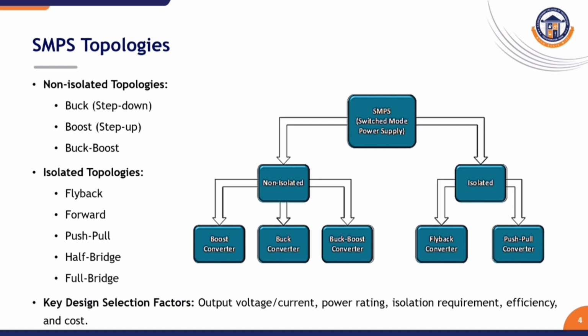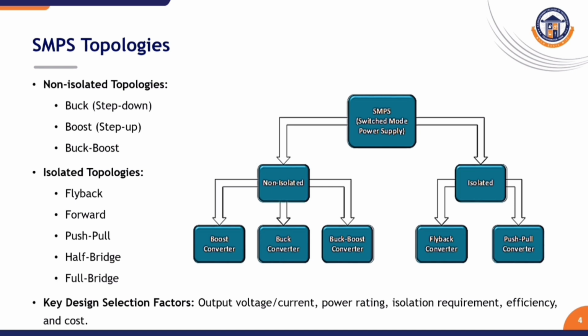Next come SMPS topologies. Depending upon the application and power level, different topologies are used. Let us take the non-isolated topologies, which are simpler and used especially in DC to DC applications. The different types of non-isolated topologies are the buck converter, which is mainly used for stepping down voltage, then the boost converter, which is used for stepping up voltage, and the buck boost converter, which can step down as well as step up.